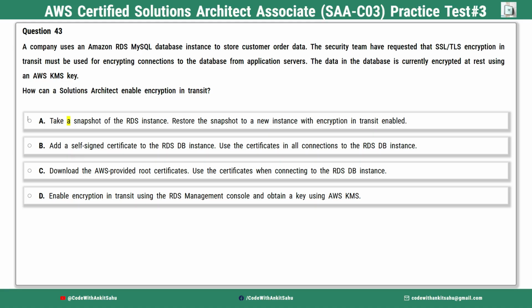Option A. Take a snapshot of the RDS instance. Restore the snapshot to a new instance with encryption in transit enabled. Option B. Add a self-signed certificate to the RDS-DB instance. Use the certificates in all connections to the RDS-DB instance. Option C. Download the AWS-provided root certificates. Use the certificates when connecting to the RDS-DB instance. Option D. Enable encryption in transit using the RDS Management Console and obtain a key using AWS KMS.